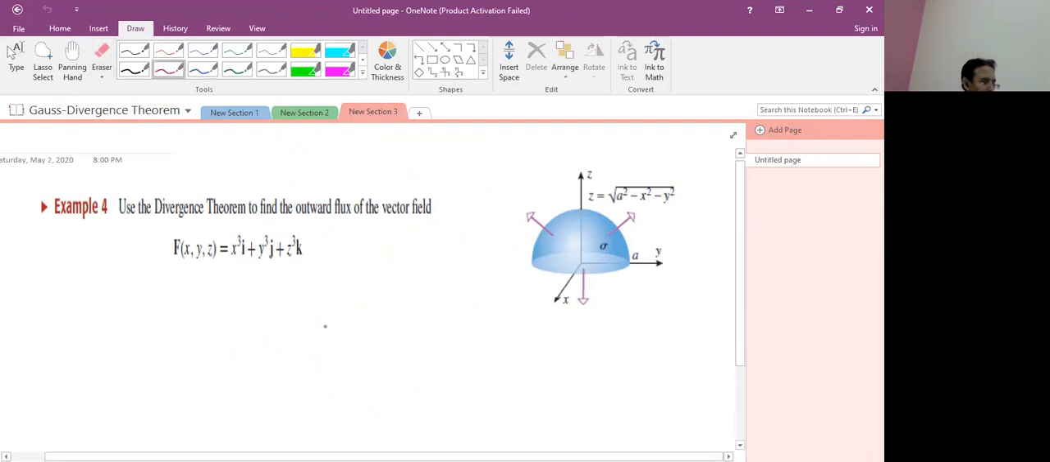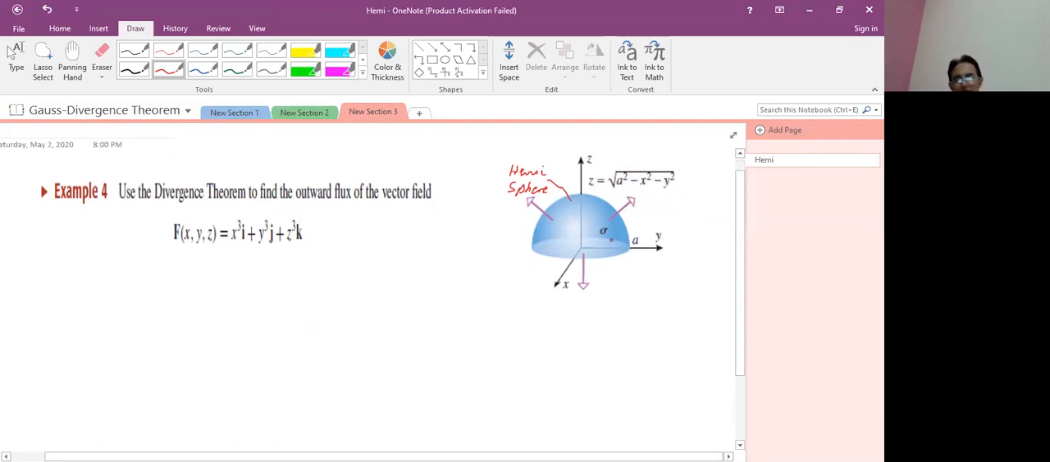Now the next application is when we use the divergence theorem to find the outward flux of the vector field. This is the direction. It is a hemisphere. This shape represents the hemisphere. The equation of the hemisphere is given as z equals a function with the help of sigma, the spherical surface, and the limit of x is 0 to a, y is 0 to a. It means a is the radius of the circle. So start now, student.